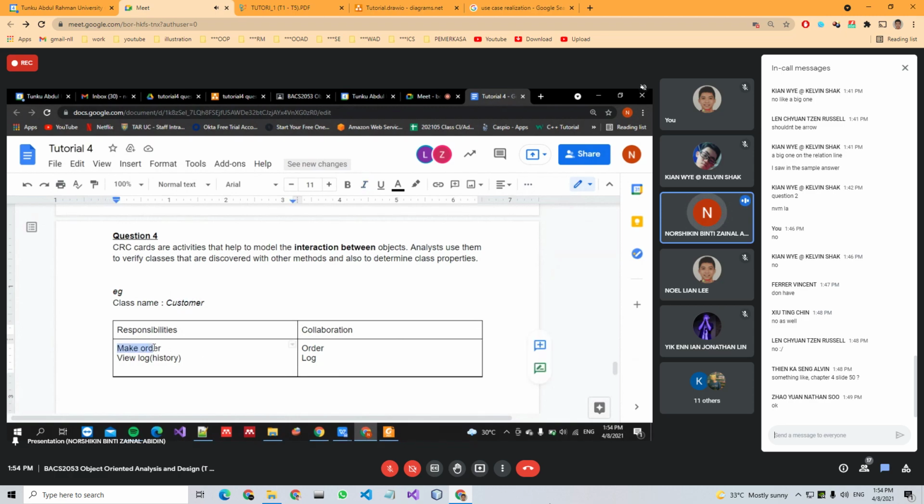So for customer, the operation for customer, because in our class diagram we have entity, attribute and operation. So this one is our operation. I can make order. In this operation, I should collaborate, I should relate my customer to order. That's why I put collaboration with order here. And then this view log history. So customer can view log history, and the entity class that I can think of is log.